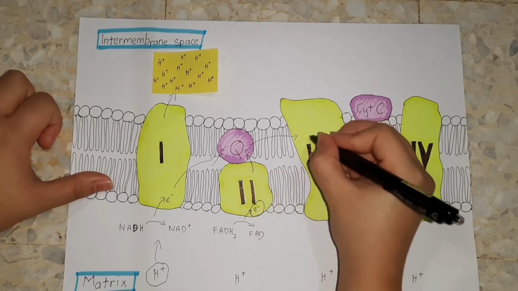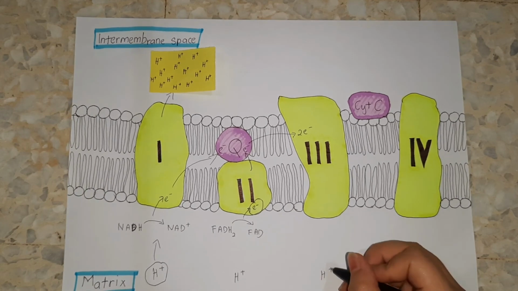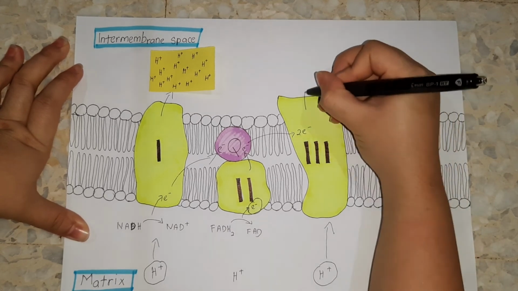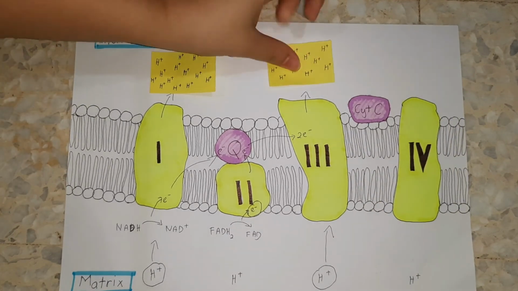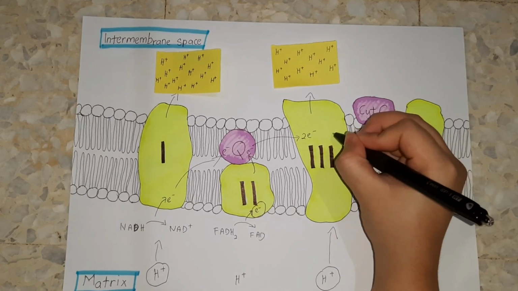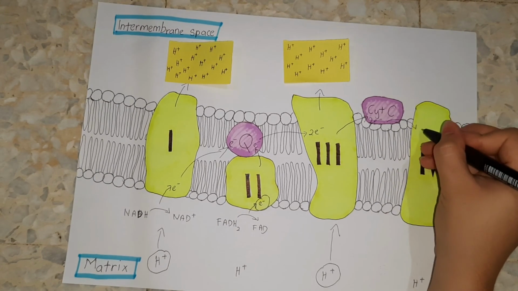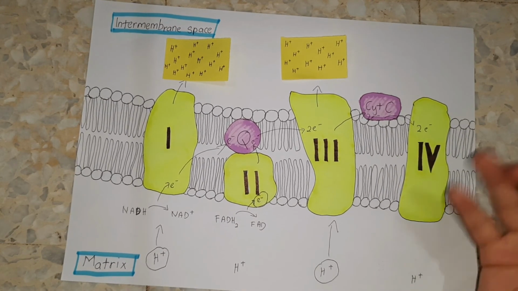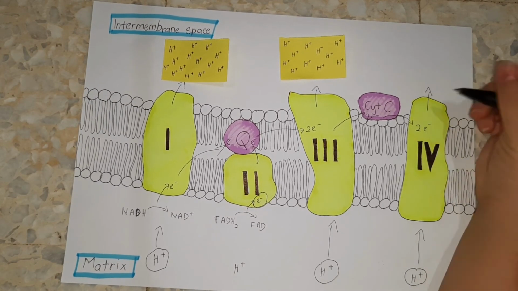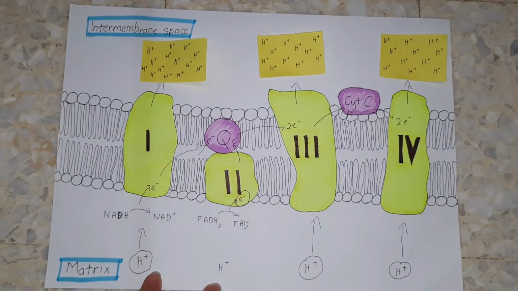Next, the two electrons will move to complex 3 and make complex 3 supercharged, so it will have enough energy to pump hydrogens into the intermembrane space and produce a gradient. Next, the two electrons will move from complex 3 to cytochrome C and next to complex 4. The two electrons will make complex 4 supercharged and thus it will pump protons into the intermembrane space and produce a gradient.